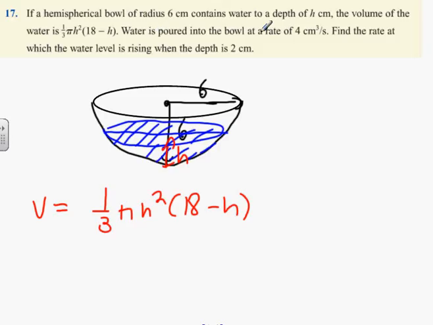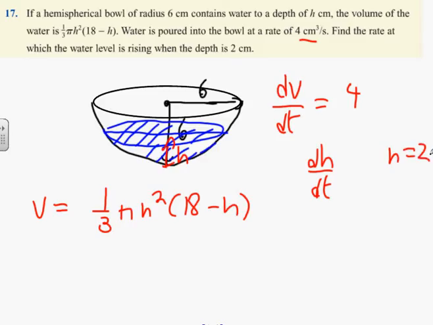Water is poured into the bowl at a rate. What does that mean? It's changing volume, right? Volume is changing. Three-dimensional measurement is volume. It's over time. So dV/dt equals 4. Find the rate, keyword being rate again, dt on the bottom automatically, at which the water level is rising. So dh/dt, right? h is the depth, and it's rising when the depth is 2.